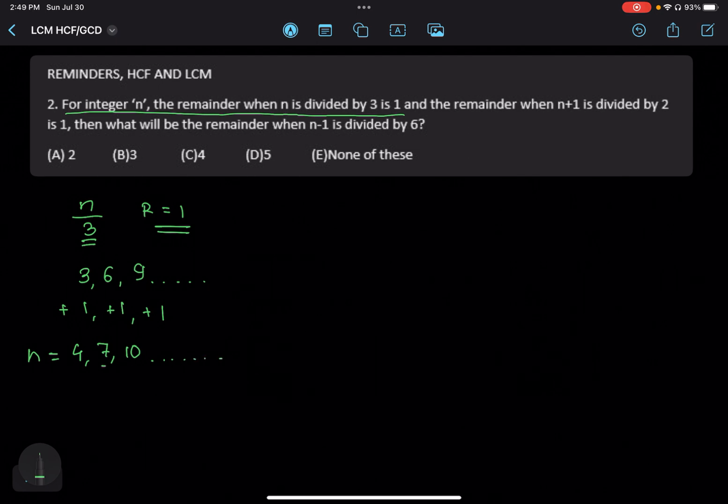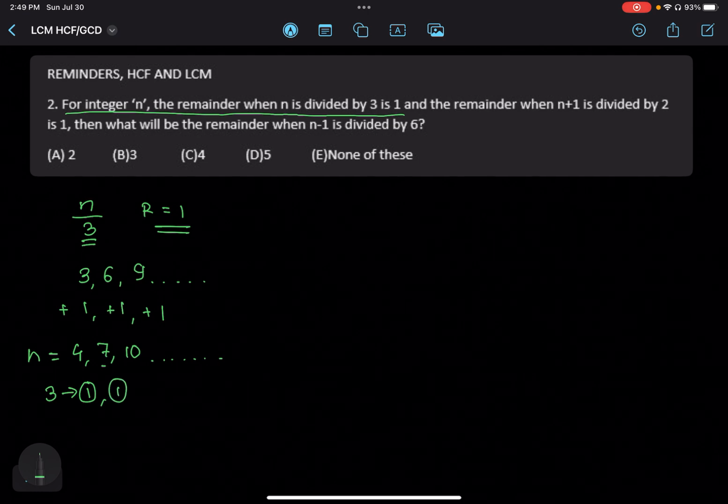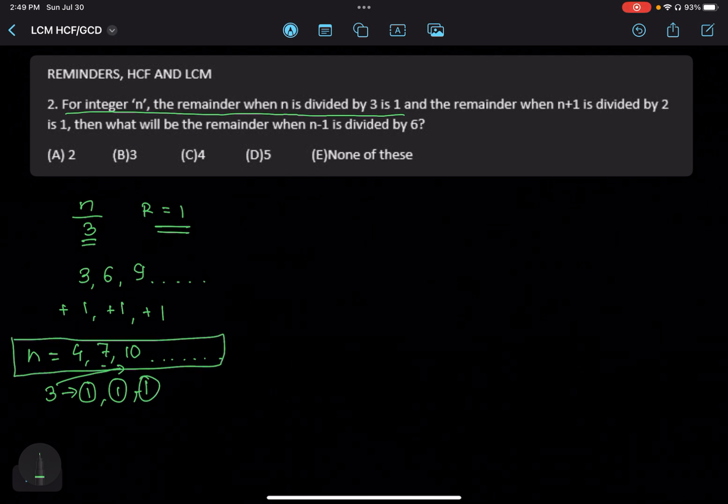In a competitive exam, I really don't need to verify my findings, but just for teaching purposes, I can verify it. Whenever we divide 4 by 3, 3 ones are 3, there will be remainder 1. Same for 7, 3 twos are 6, and then 7 minus 6 is 1. And 3 threes are 9, and then again remainder will be 1. So my claim is actually valid.